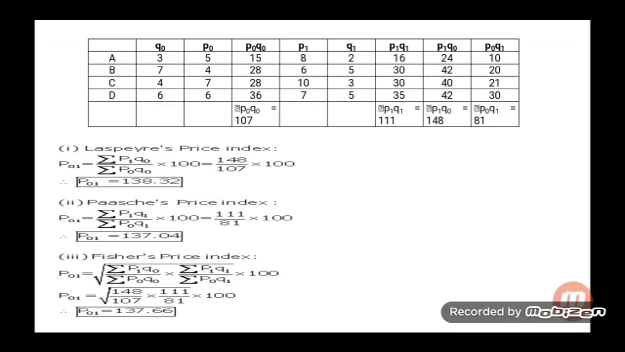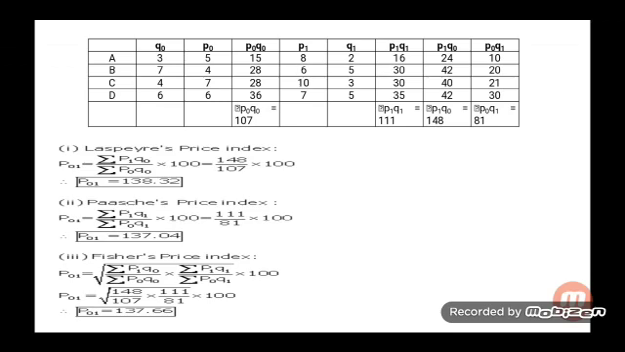After that, Paasche's price index number. The formula is sigma P1 Q1 upon sigma P0 Q1 into 100. P1 Q1 की वैल्यू क्या है बेटा? 111. P0 Q1 की वैल्यू क्या है? 81. It means 111 upon 81 into 100. The answer will be 137.04.